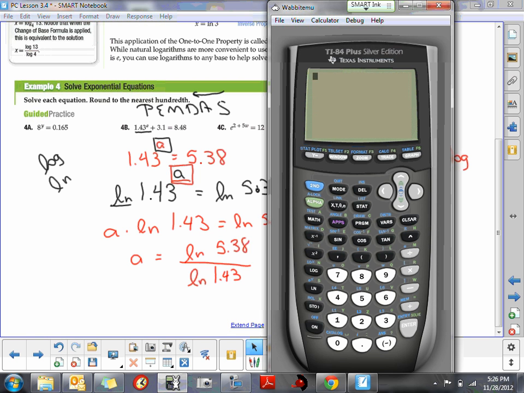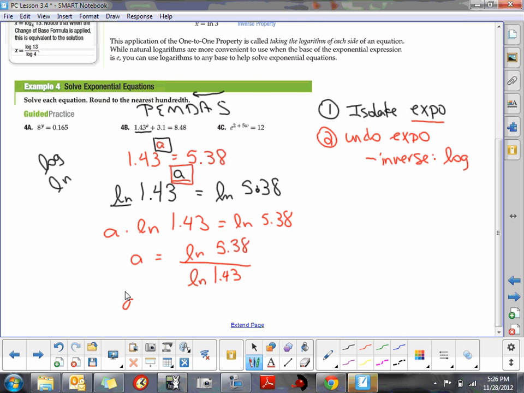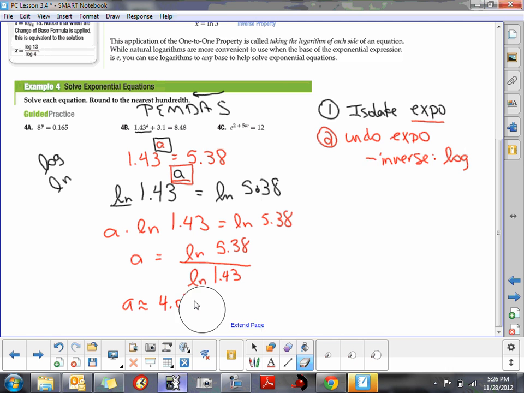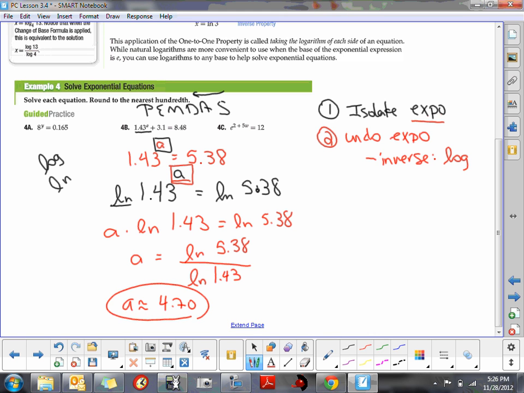So clearing that off, let's do the natural log of 5.38. Close the parenthesis, divided by the natural log of 1.43, parenthesis, enter. Our answer should be 4.70. So A is approximately 4.07. Okay, just double check, and that's what it was. Nope. That's why I double checked. 4.70 to the nearest hundredth. Okay?